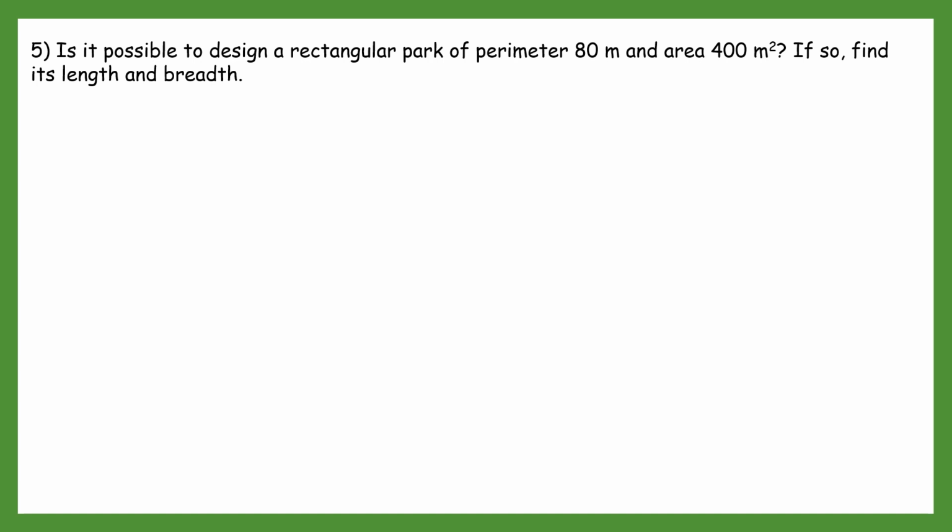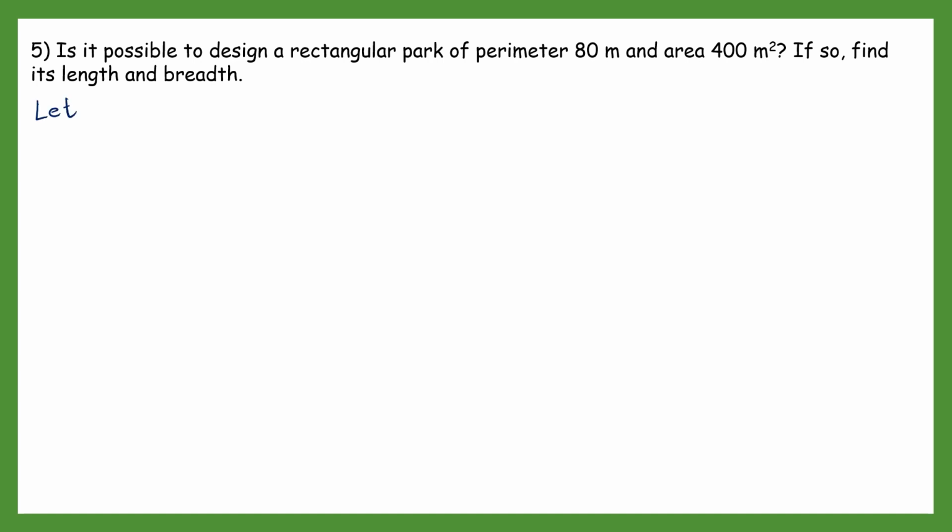The question: is it possible to design a rectangular park of perimeter 80 meters and area 400 meters square? If so, find its length and breadth. So they have given the perimeter of the rectangular park and the area of the rectangular park. We don't know the length and breadth. So let us assume the length first.